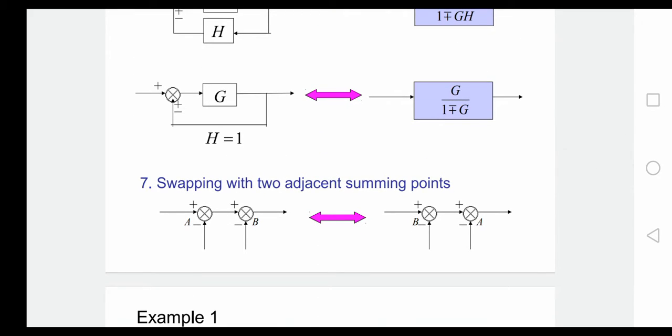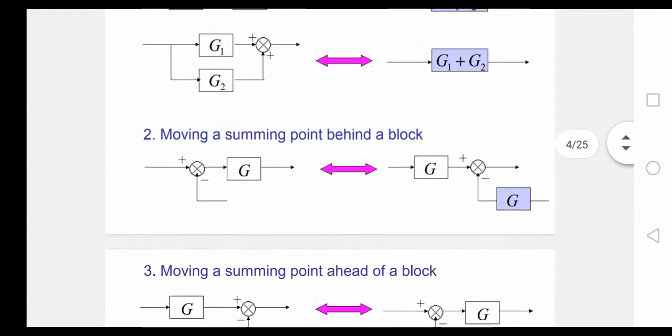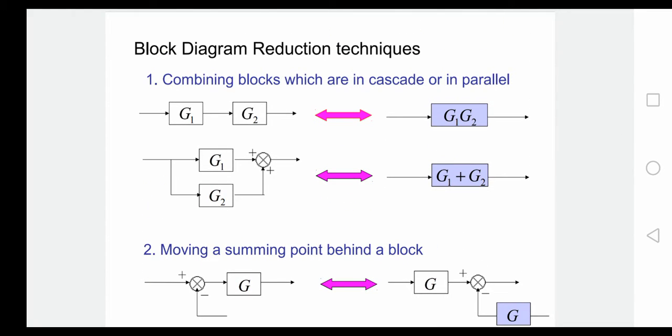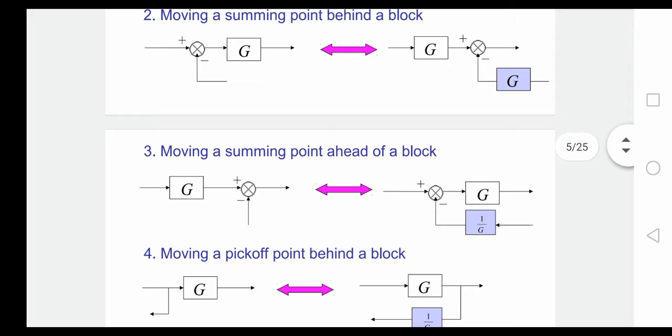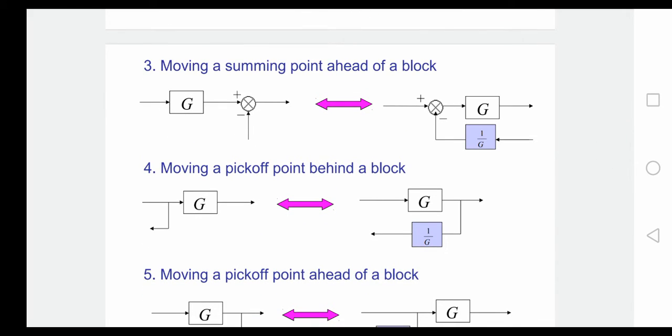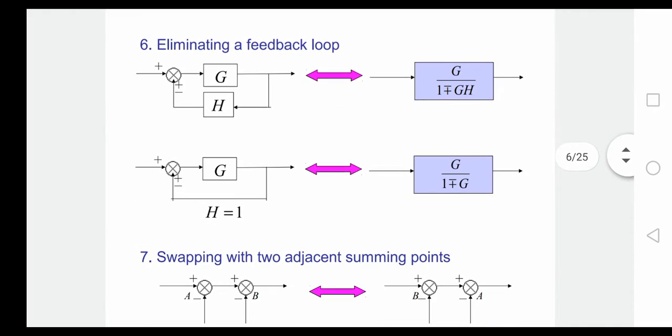Next, swapping with two adjacent summing points, we can rearrange the summing points from one point to another. These are the main things we are going to discuss. If two blocks are in series, you multiply. If two blocks are in parallel, you add. For moving a summing point, just remember one thing: summing point ahead of the block means you need to add g, then behind the block it will get 1 by g. Pickup point ahead of the block 1 by g. Pickup point behind the block 1 by g. Pickup point ahead of the block g. And eliminating the feed forward path and swapping.